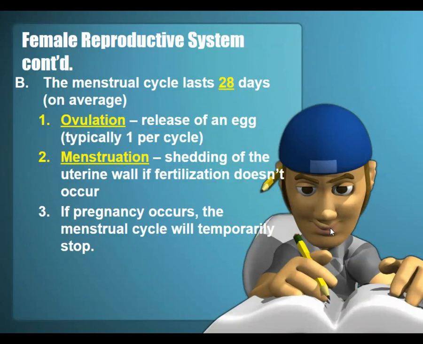Menstruation is the shedding of the uterine wall if fertilization does not occur. What the uterus does is it builds up this lining that has blood vessels and everything, in case an egg is fertilized, so it's going to have a nice place to embed and be able to start to develop. But if the egg is not fertilized, then menstruation occurs, and the shedding of that lining of the uterine wall comes, and the egg is expelled too. If pregnancy occurs, then the whole menstrual cycle will temporarily stop.